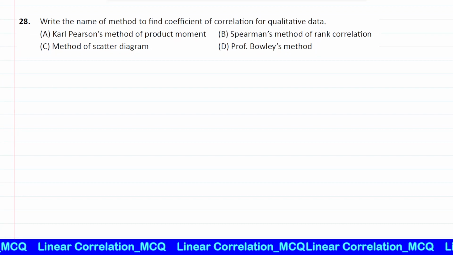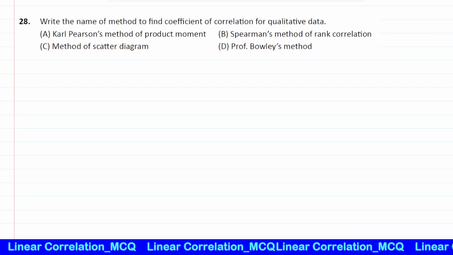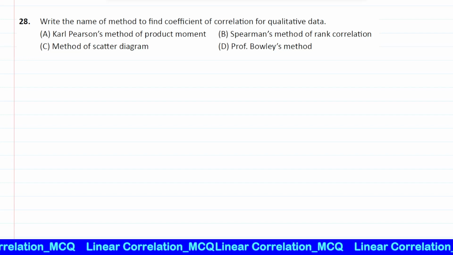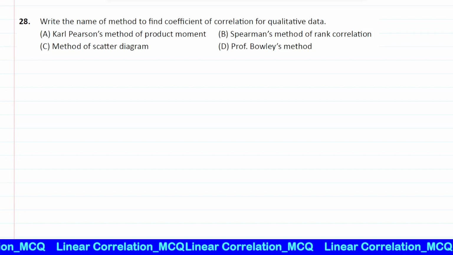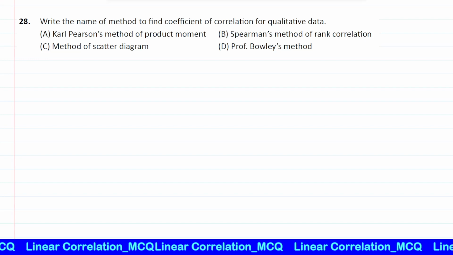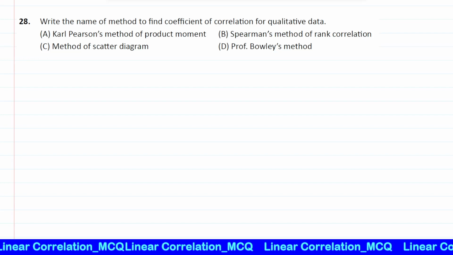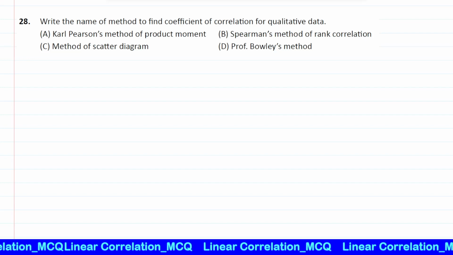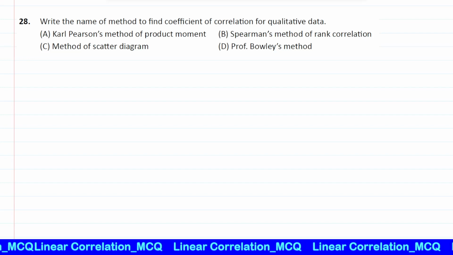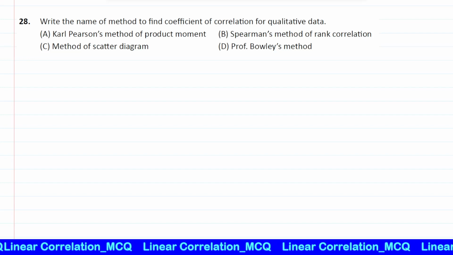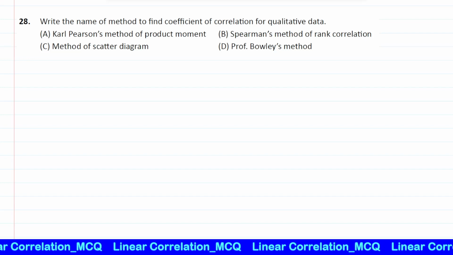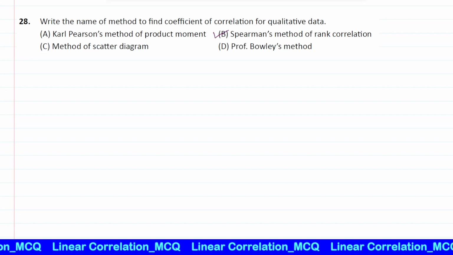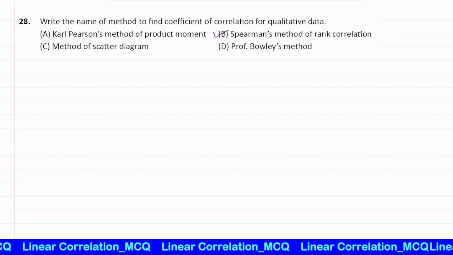Question number 28. What is the name of the method to find the coefficient of correlation for qualitative data? For quantitative data, we use Karl Pearson's method, and for qualitative data or attributes, we use Spearman's rank correlation coefficient. So option B is correct.